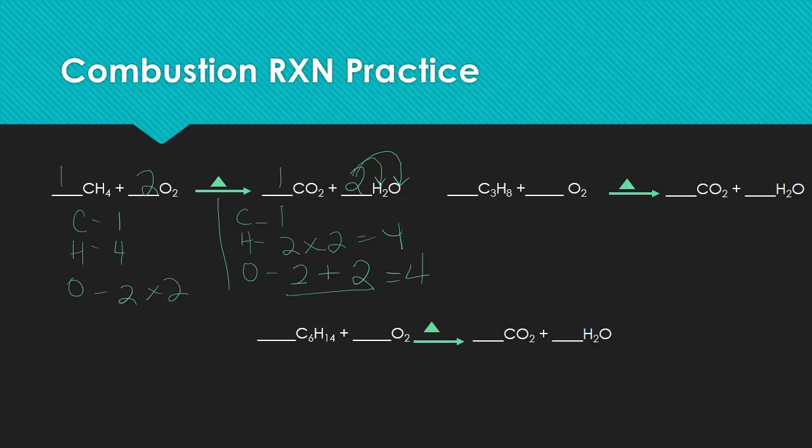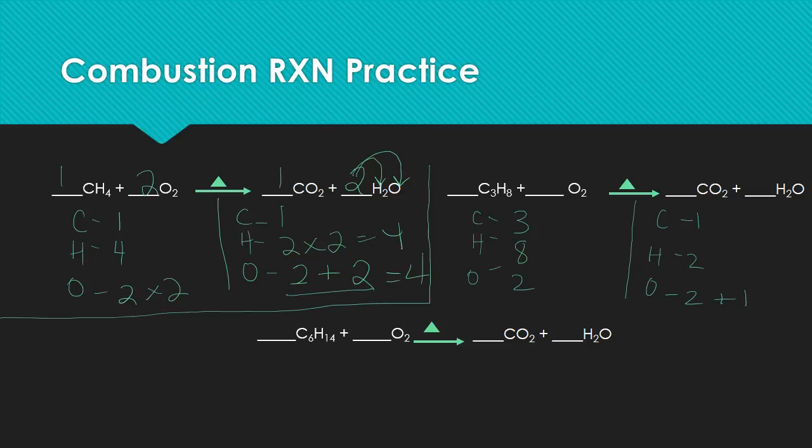Let's work another. So C3H8 plus O2 yields CO2 plus H2O. Remember, combustion is always going to have CO2 and H2O as the products. So 3, 8, 2, 1, 2, 2 plus 1.